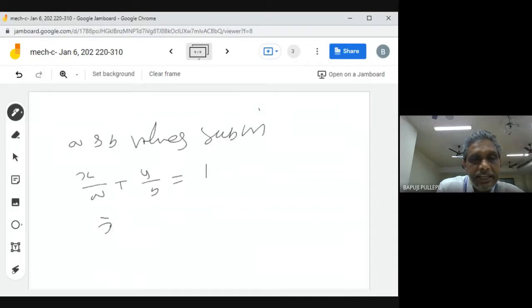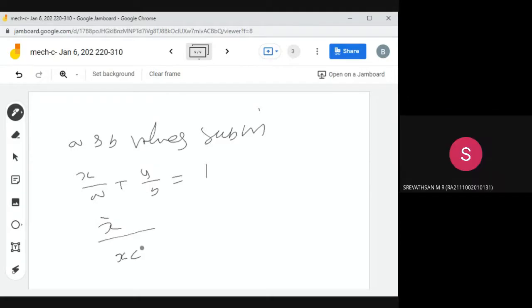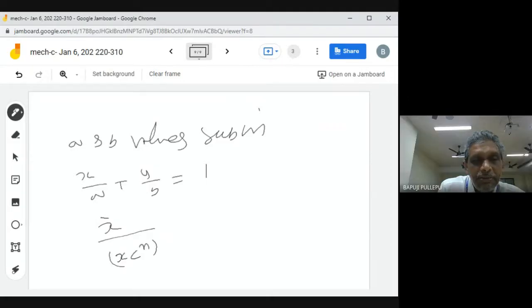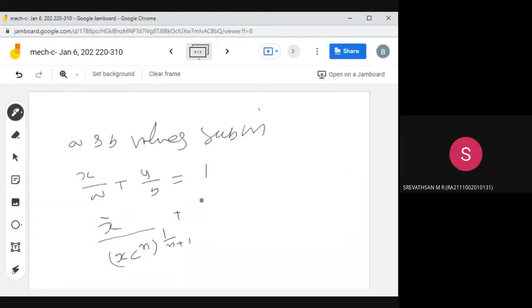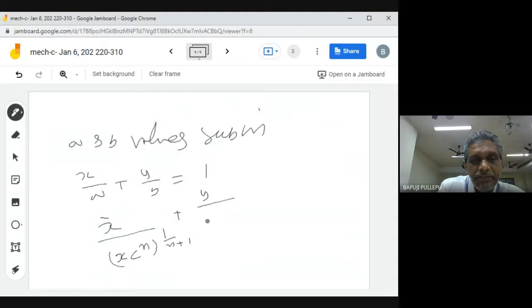What is my a? Tell me now. What I got? x times c to the power n, whole divided by, to the power 1 by n plus 1. Agree? Whole power 1 by n plus 1. Agree, sir. y is equal, b is equal to what? y c to the power n, whole to the power 1 by n plus 1, is equal to 1.